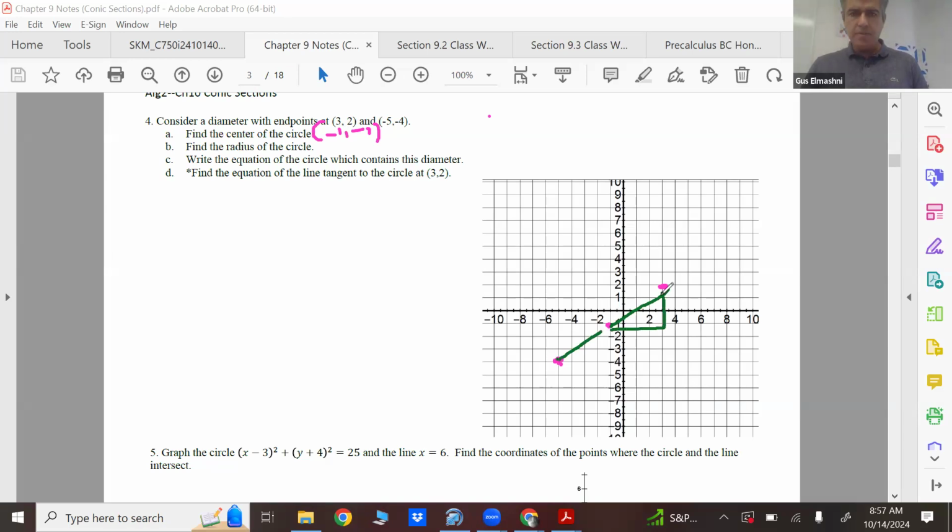So it looks like I have to go 4 right, 3 up. So what's my radius here? I've kept them pretty simple so far. Write the equation. That's easy. I'm not going to make a mistake this time.